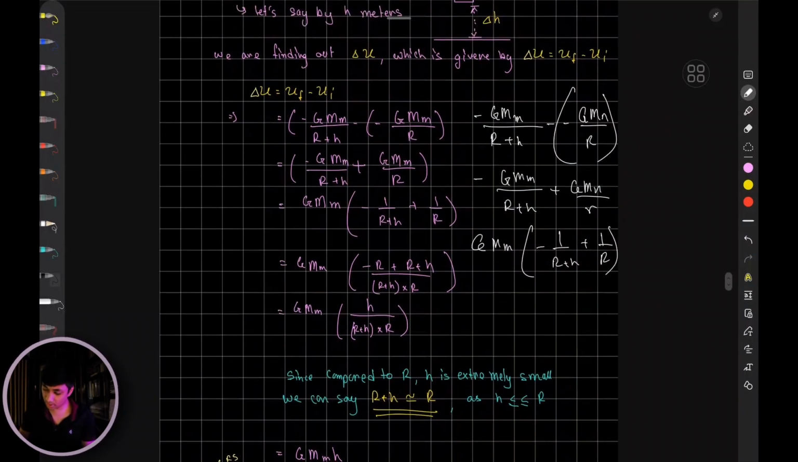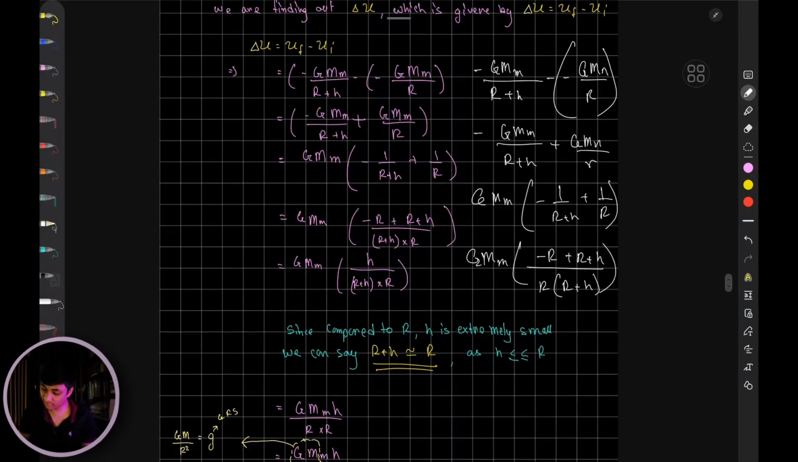Great. So now notice, if I do the LCM over here, we're going to have R times R plus h, and then we're going to have minus R plus h. Fair enough. So what we're going to be left with is this R and this R cancelled off, and we'll be left with h divided by R times R plus h, right?